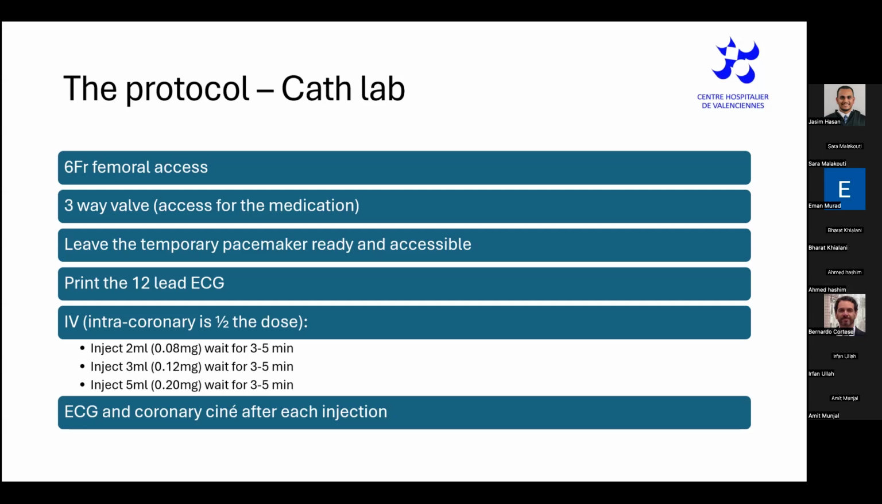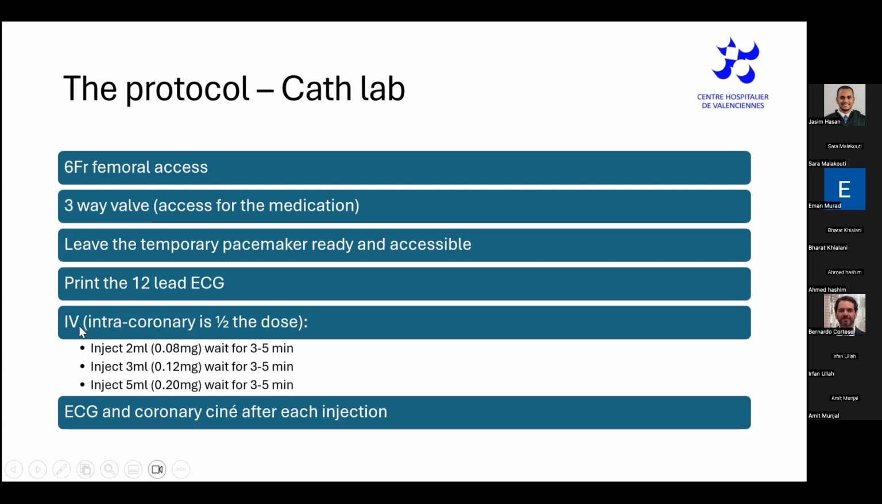Second, everyone has it in their lab, a three-way valve for the access to give medications. As I said, the pacemaker is accessible and ready to be used. Then it depends on what protocol you follow. In our hospital, we follow the intracoronary protocol, so it will be half of those doses. This is a total of 0.4 milligram, for 100 microgram in total. We inject, wait 3 to 5 minutes, take a film, and take a 12 lead ECG. We inject another. It's a pretty long exam, which is why a lot of people don't like to do it.